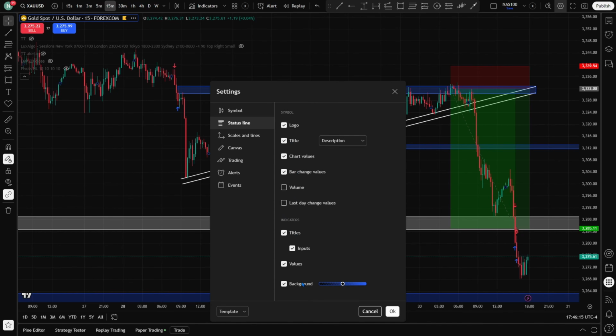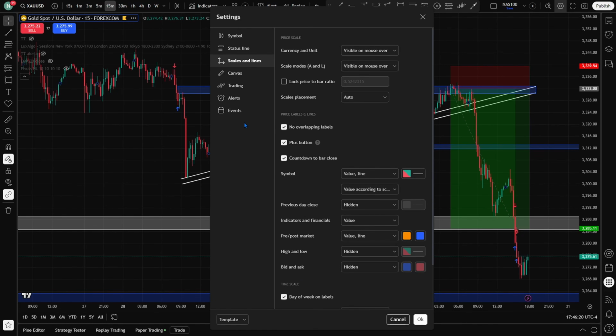Bar change, you don't really need any of that stuff. The indicators, the values, that's not really important. Countdown bar, so I like to check that off as well because it most likely will be checked off. So I like to see when the candles are going to close, so I just click that on there. And then what else that you may need?